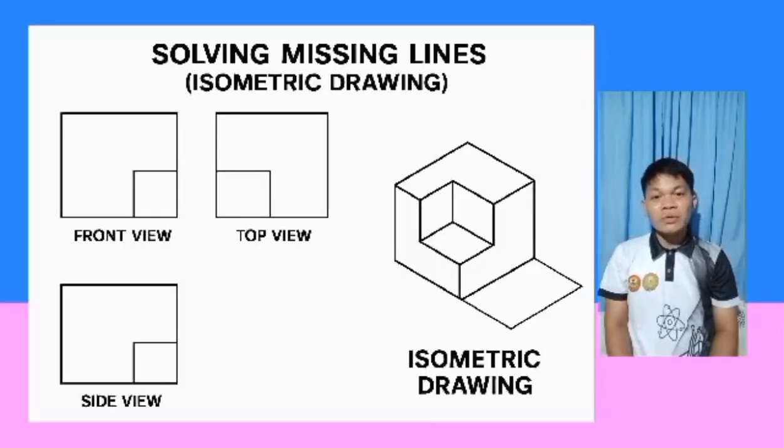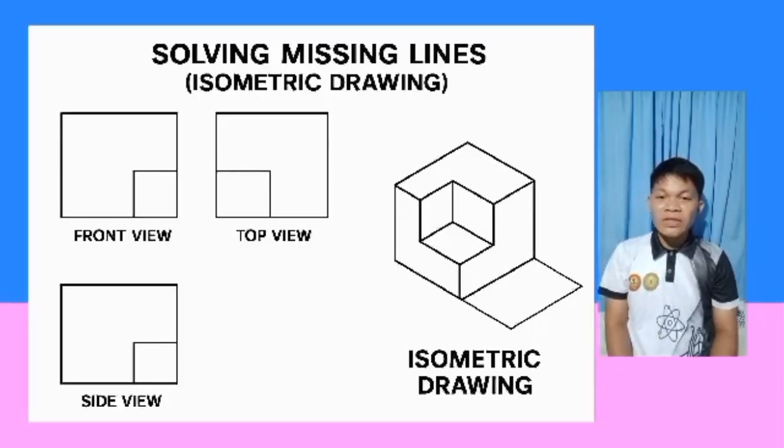Okay, so in this part, we will learn how to solve missing lines using isometric drawing. We will look at the front view, top view, and the side view of an object to understand its full shape. These views give us important clues about the object's height, width, and depth. After studying them, we will create an isometric drawing to show the object in 3D. This lesson will help you visualize shapes more accurately and improve your technical drawing skills.